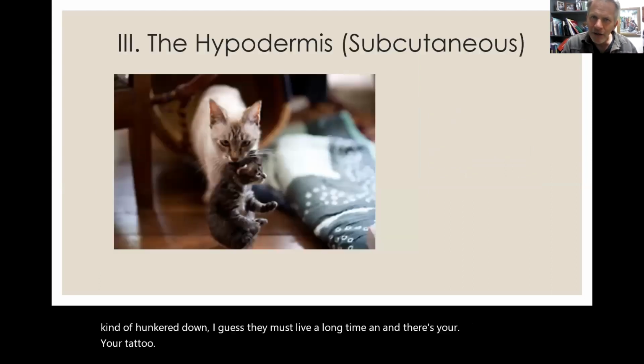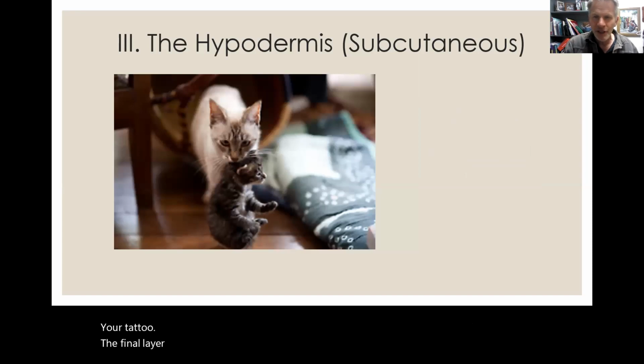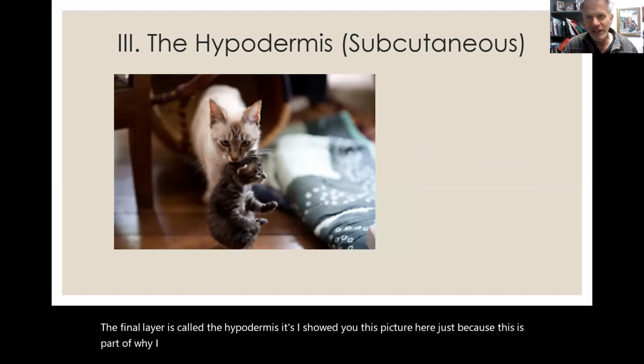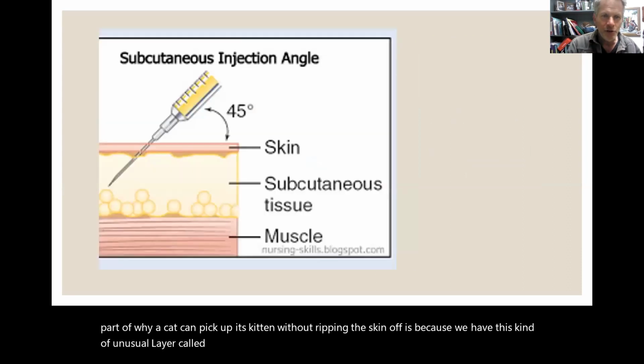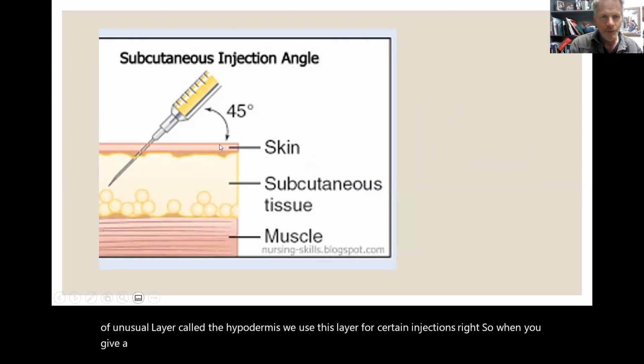The final layer is called the hypodermis. I showed you this picture here just because this is part of why a cat can pick up its kitten without ripping the skin off. It's because we have this kind of unusual layer called the hypodermis. We use this layer for certain injections, right? So when you give a vaccine, you're going below the epidermis and the dermis into this large subcutaneous area here.